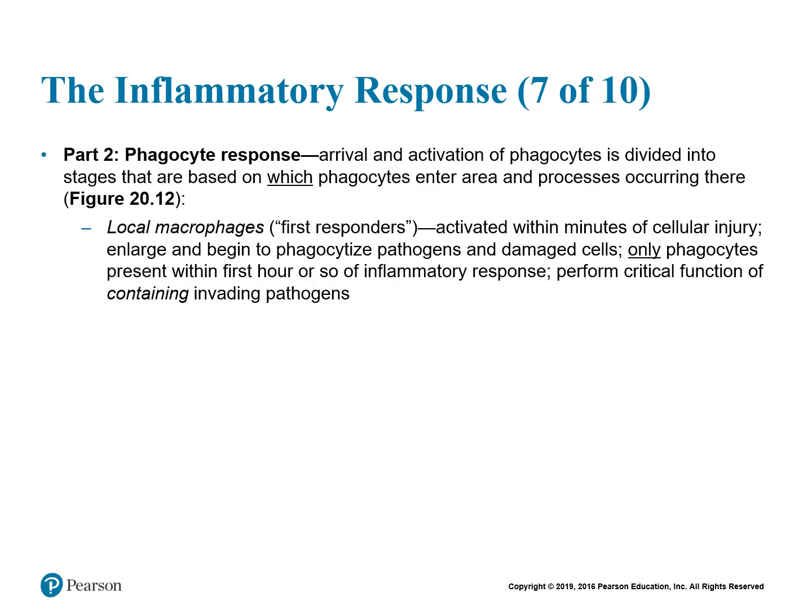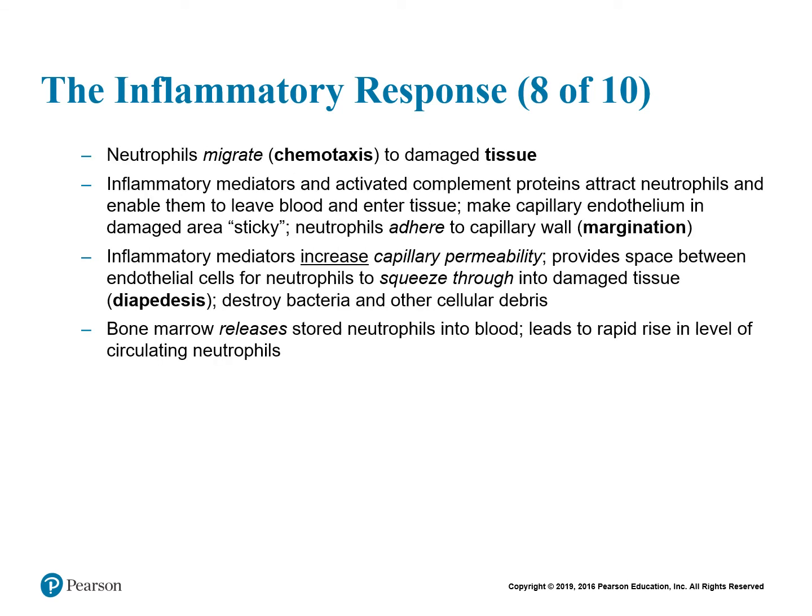The phagocyte response is the second part. So once things arrive there, then they're going to be doing whatever their role is. So again, any local macrophages that are there, within a couple of minutes, they're going to start phagocytizing pathogens and damaged cells. But again, only the ones that are here within the first couple of hours are going to do that. So again, they're trying to contain the pathogen. Once that chemotaxis begins, you're going to have neutrophils coming in. Again, in a couple of hours, they're going to migrate to their area.